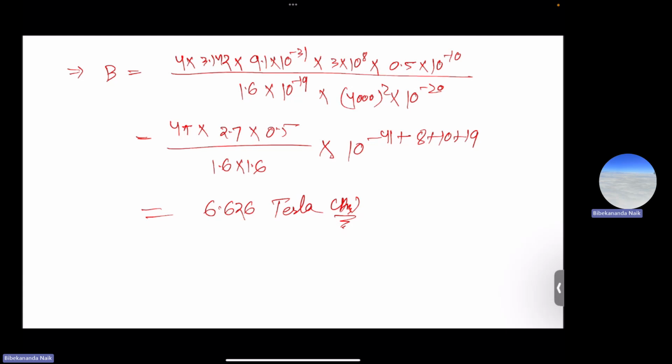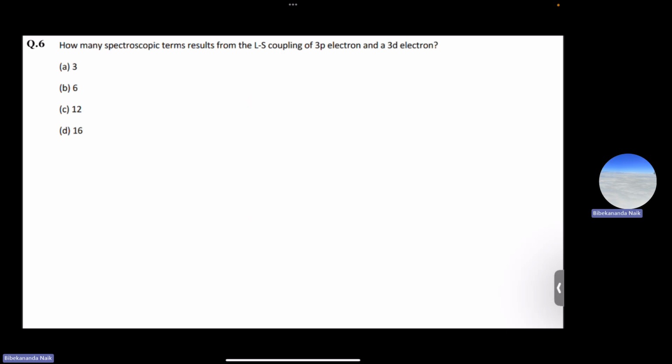So these two questions are pretty much similar and they were based on Zeeman effect. Now if we discuss question number 6. Question number 6 says, how many spectroscopic terms result from the LS coupling of 3p electron and 3d electron? Options are option A 3, option B 6, option C 12, and option D 16.